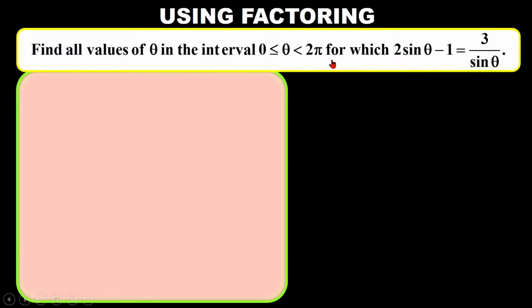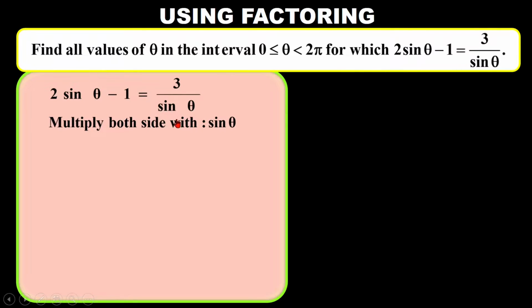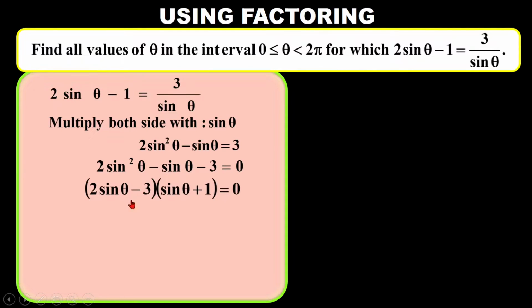To start with this question, I'm going to rearrange it into quadratic format. So I will multiply this sine theta on both sides, and I will end up having something like this. Well, this can be arranged into 2 sine squared theta minus sine theta minus 3. This looks like a promising quadratic function where the x that we usually have is sine theta. So we can actually factorize this function as so.